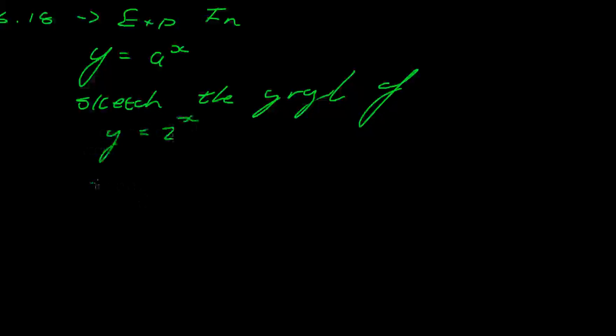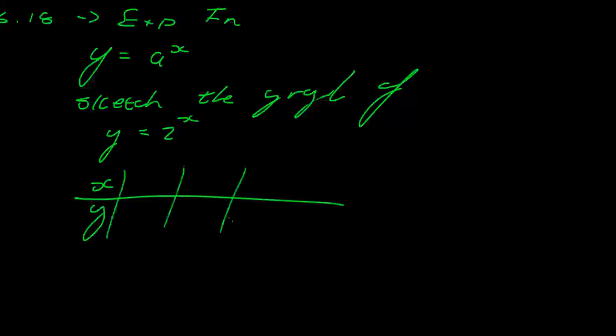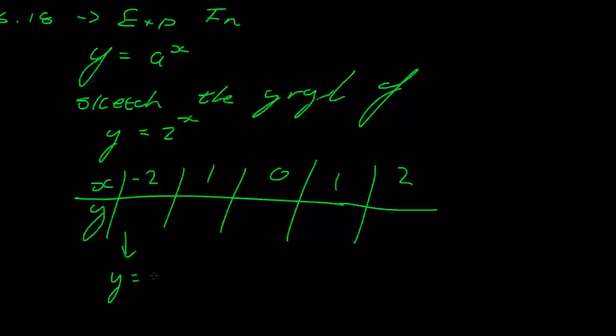So remember the table method, we've got x and y, and we choose our x values. Generally we want some negative values and some positive values. So here we're going to go minus 2, minus 1, 0, 1, 2. Okay? And we're just going to calculate, so here it's going to be y equals 2 to the minus 2. Then this one is y equals 2 to the minus 1, and so on.